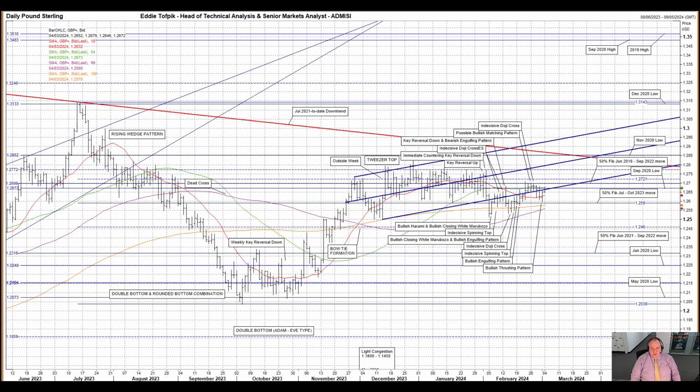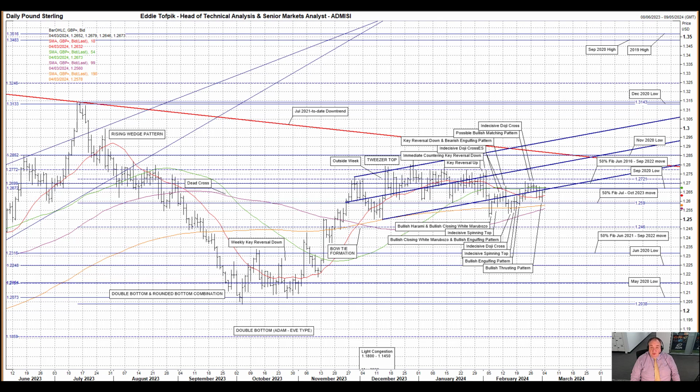Cable, aka sterling against the US dollar. A bullish thrusting pattern on Friday, with the market testing down to the 50% Fibonacci line of the July to October 2023 move at 125.90 and rejecting without touching it. Instead, prices rose up and tested the broken lower time, currently at 126.65, of the November-December 2023 sharply bullish shift pitchfork, highlighted in dark blue on my daily chart. The market didn't make it up through this lower time, but did close just underneath it.